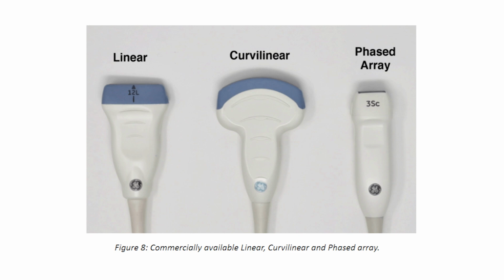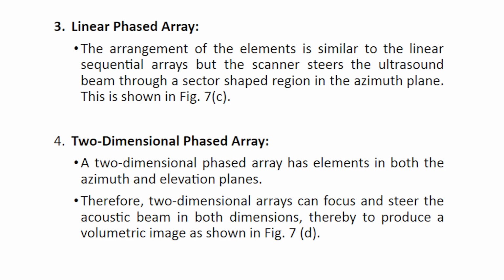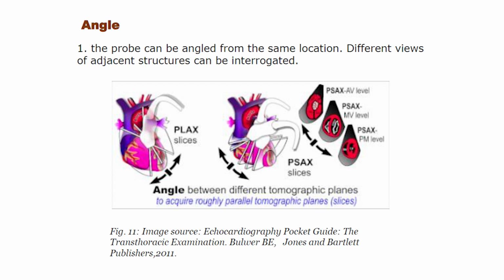Now, fourth one, two-dimensional phased array. A two-dimensional phased array has elements in both the azimuth and elevation planes. Therefore, two-dimensional arrays can focus and steer the acoustic beam in both dimensions, thereby producing a volumetric image, as shown in figure 7d. Figure 7 shows different arrangements in multi-element array scanners: linear sequential arrays, curvilinear array, linear phased array, 2D phased arrays.